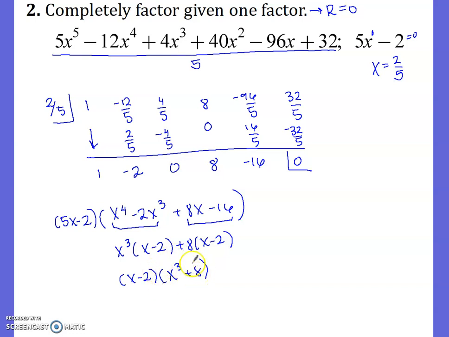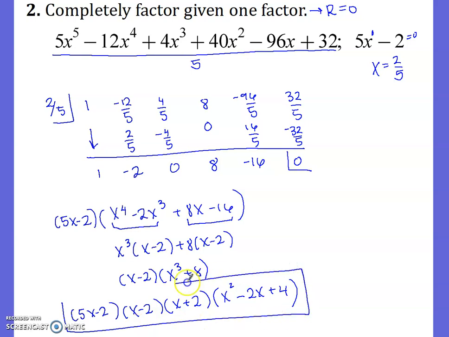This is a sum of cubes, so I can continue to factor that. So remember, you cube root it, then you square that, change this sign, multiply these together, and then square the 2. And then I'm going to bring down my 5x minus 2. So this is the completely factored form of this polynomial. If I were to refoil all of this out, I would go back to this 5x to the 5th polynomial.